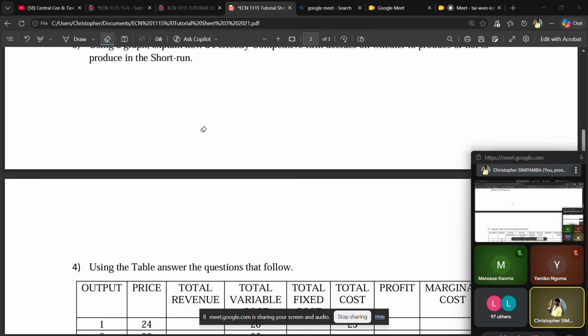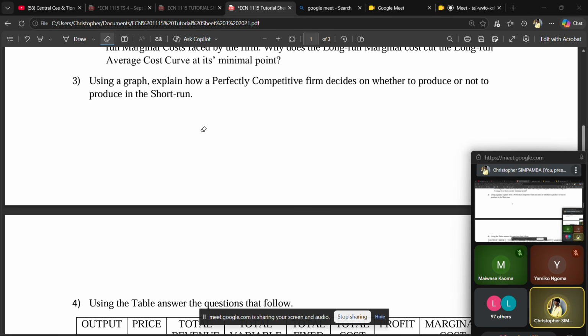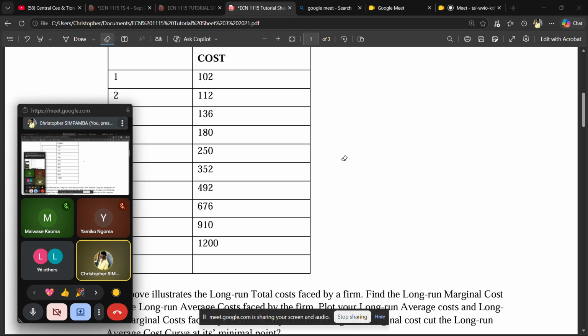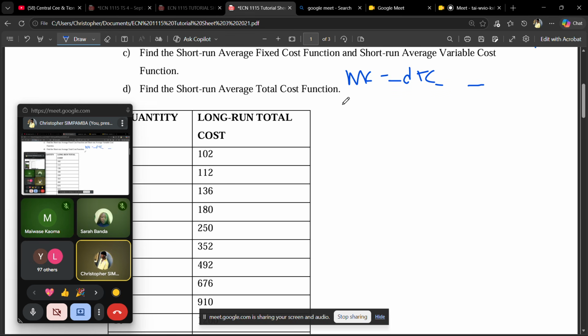Okay. So question 3 is saying, using a graph, explain how a perfect competitive firm decides whether to produce or not to produce in the short run. So in the short run, I'll use this pattern. Just pay attention to it. First of all, I'll try to illustrate or give the conditions that are necessary for a firm to produce, or neither to produce, or just be indifferent.